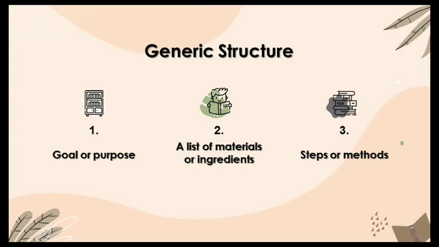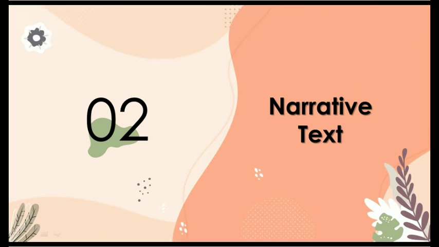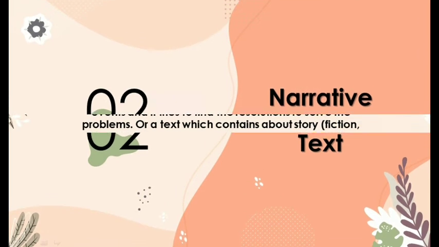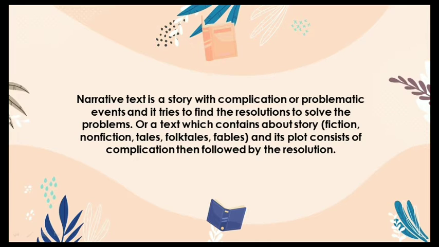And the last is steps or methods to be followed in conducting the procedure too. For example, first, agar-agar cook with milk, and so on. And the second is narrative text. Narrative text is a story with complication or problematic events, and it tries to find the resolutions to solve the problems, or a text which contains about story, such as fiction, non-fiction, tales, folk tales, fables, and etc.